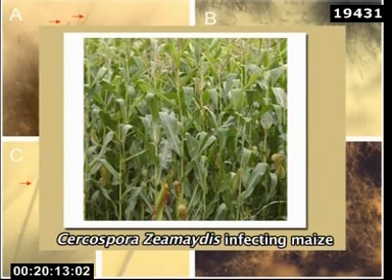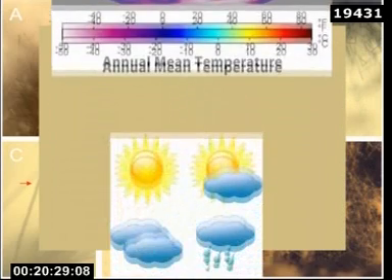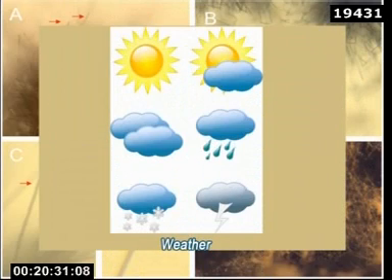Now, gray leaf spot disease of corn. Gray leaf spot disease of corn is caused by the fungus Cercospora zeae-maydis. This disease occurs throughout the maize growing regions of the world where the growing season is characterized by high humidity and temperature between 22 and 30 degrees. Overcast cloudy days favor this disease.